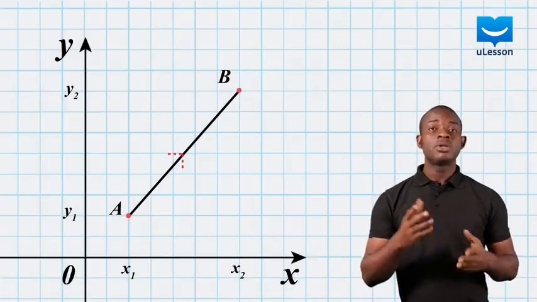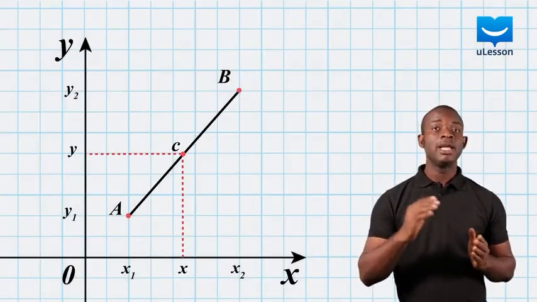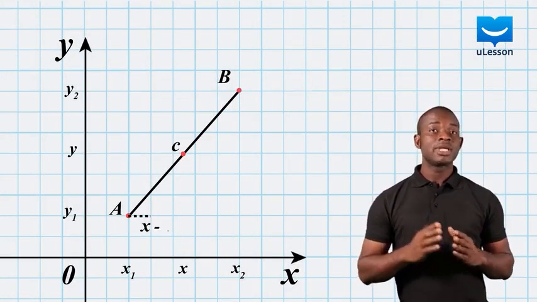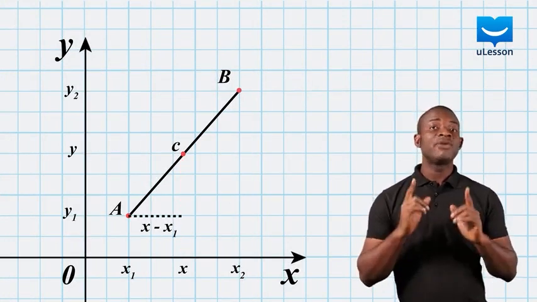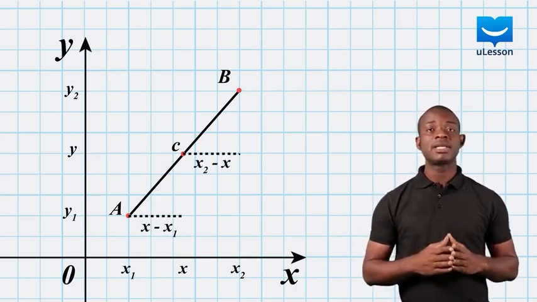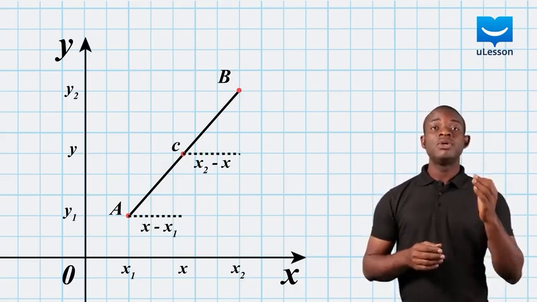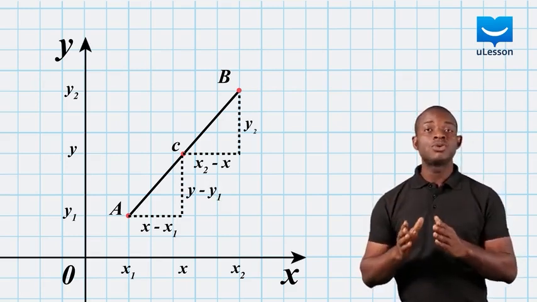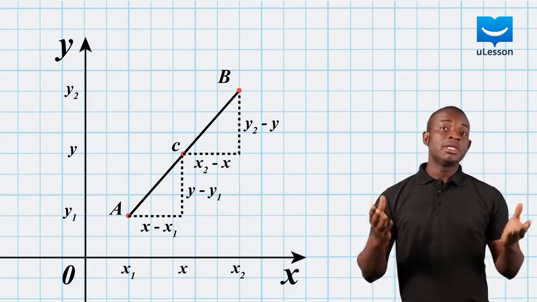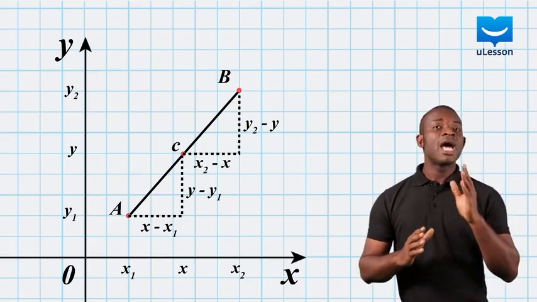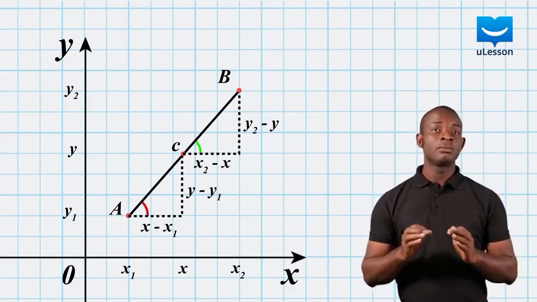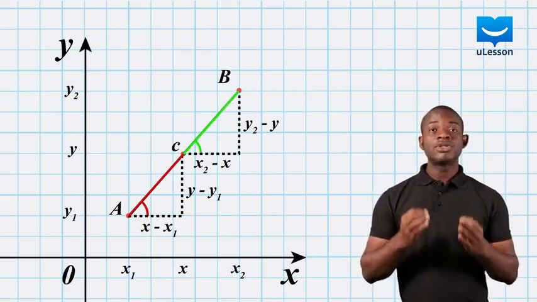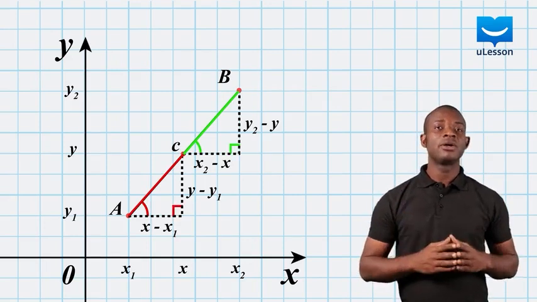Now, if point C with coordinates x, y is halfway between points A and B, the horizontal displacement between points A and C is x minus x1, while between C and B, we have a horizontal displacement of x2 minus x. The vertical displacements between points A and C and points C and B are y minus y1 and y2 minus y respectively. Since both triangles are on the same line, they have the same angles at points A and C. Also, sides AC and CB are equal.